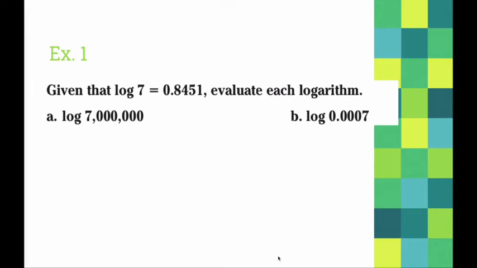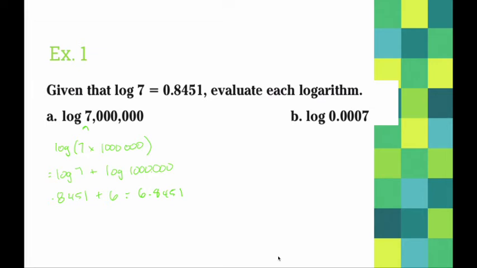Given that log of 7 is 0.8451, evaluate each logarithm. So we can rewrite this as log of 7 times 1 million. And we can use our log rules and make that log 7 plus log 1 million. Log 7 is 0.8451. Log 1 million is 6, 6 zeros. So 6.8451.